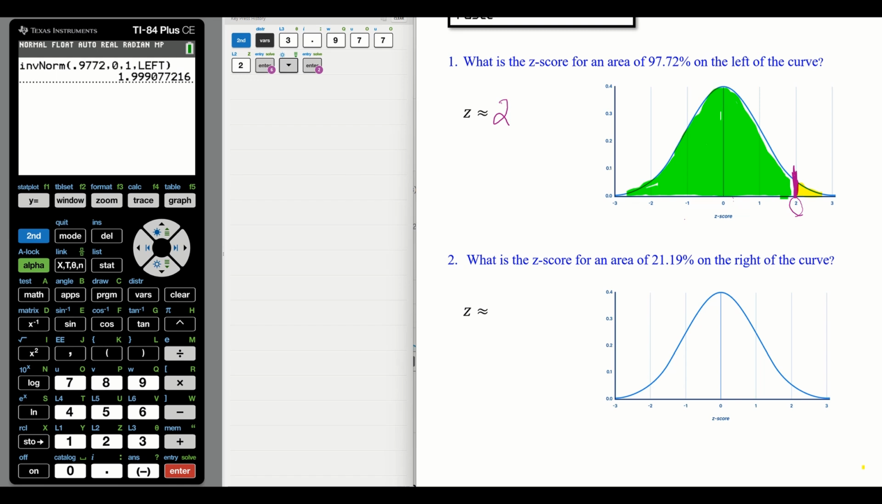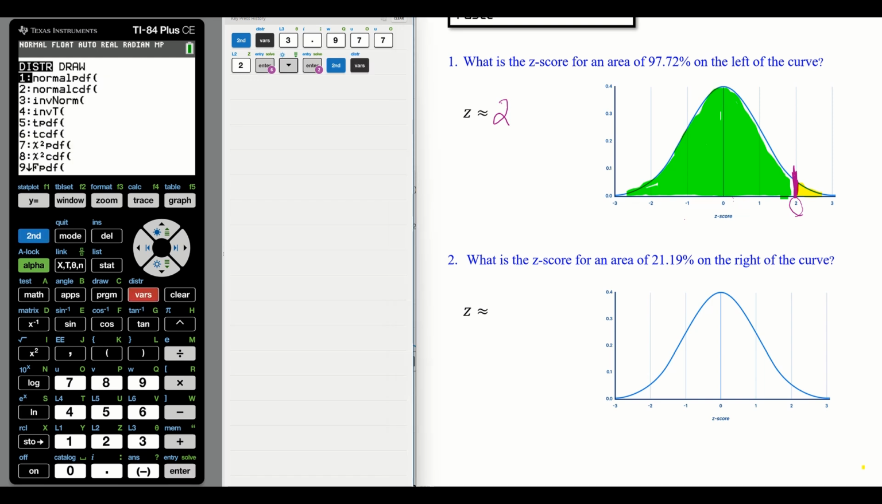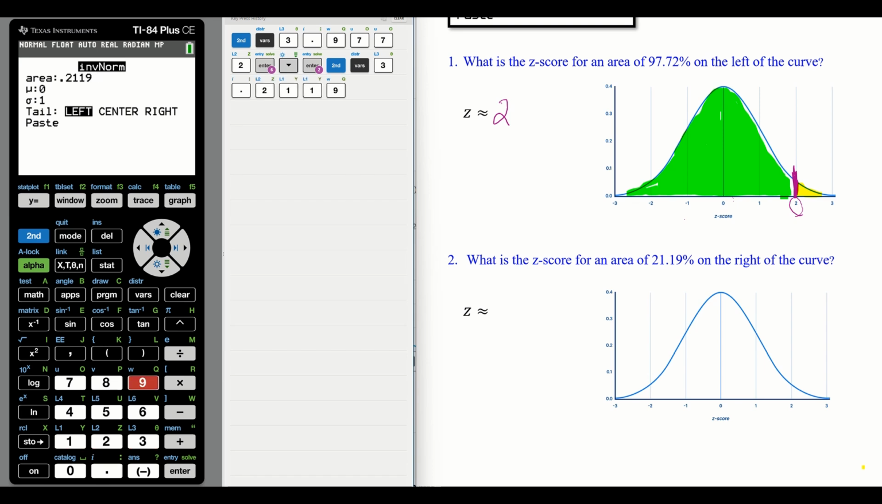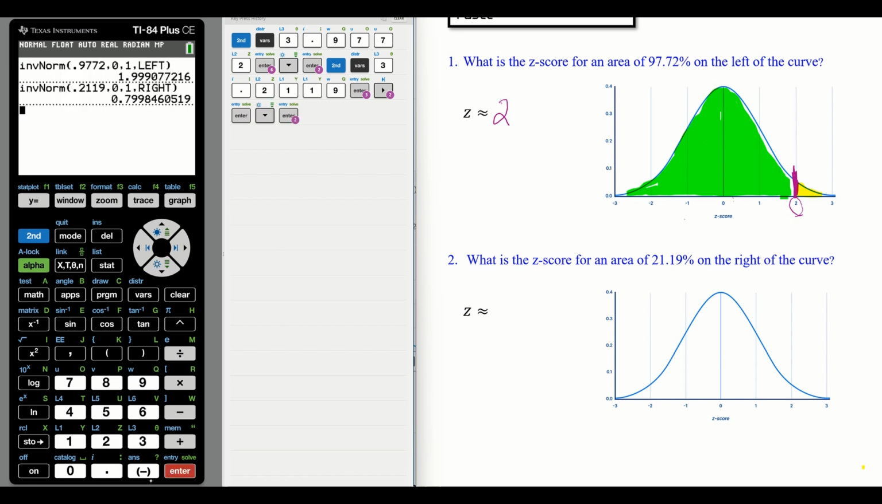On the right of the curve. The other one was left, this one's right. So I'm going to go through the motions, even though I don't have to. I could arrow up, doesn't matter. 21.09. Remember, you're keeping all this, but we want it on the right. Now you have to arrow over, push enter, but it's not going to go down, so you have to use your arrow and paste it. And that is going to be rounded to about 80.